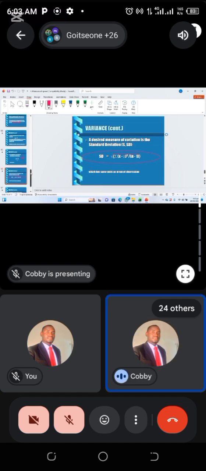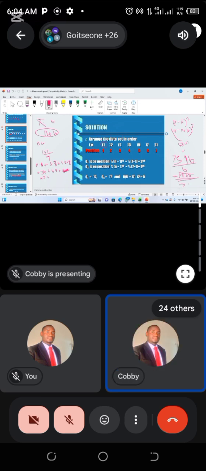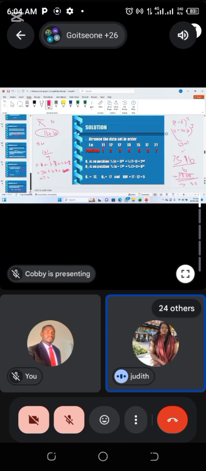So you just square root the variance to find the standard deviation. So this 12.66 that you have found, square root it. What is the square root of 12.66? 3.55. Okay, 3.55. Then after you find 3.55, you have found now the standard deviation.